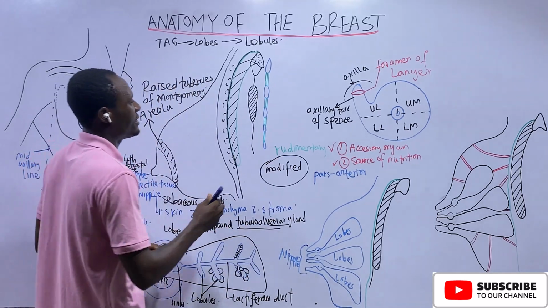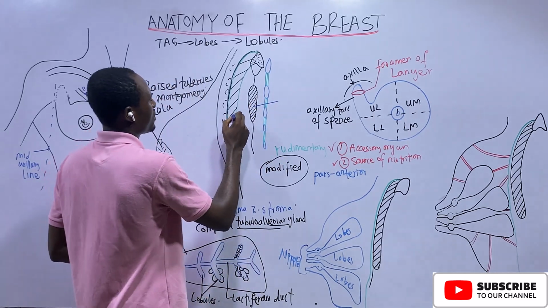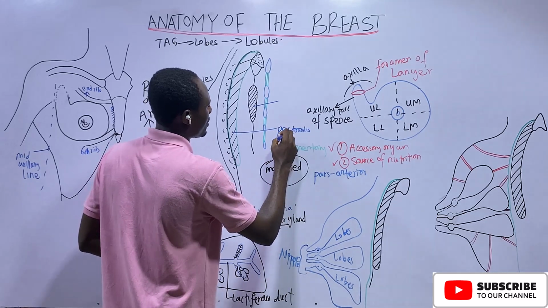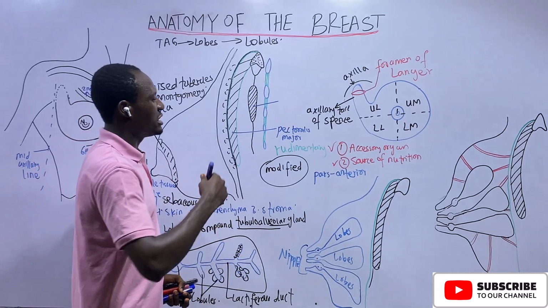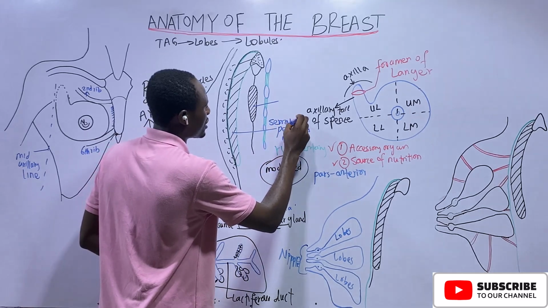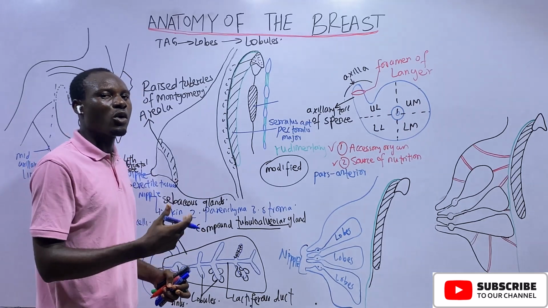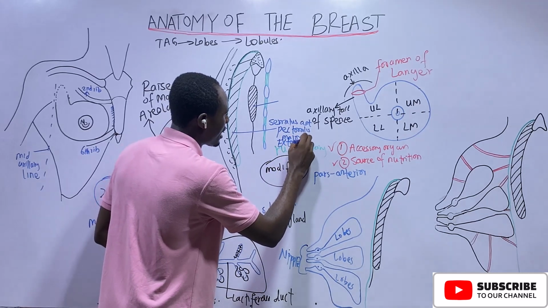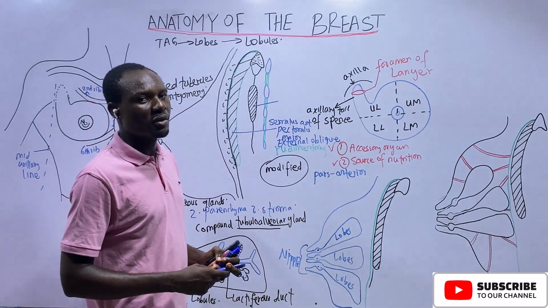So we have this muscle right here. This muscle is known as the pectoralis major. So the breast is related to the pectoralis major. It is also related to the serratus anterior. Then finally, it is related to the external oblique muscle of the abdomen. And those are the relations of the breast.